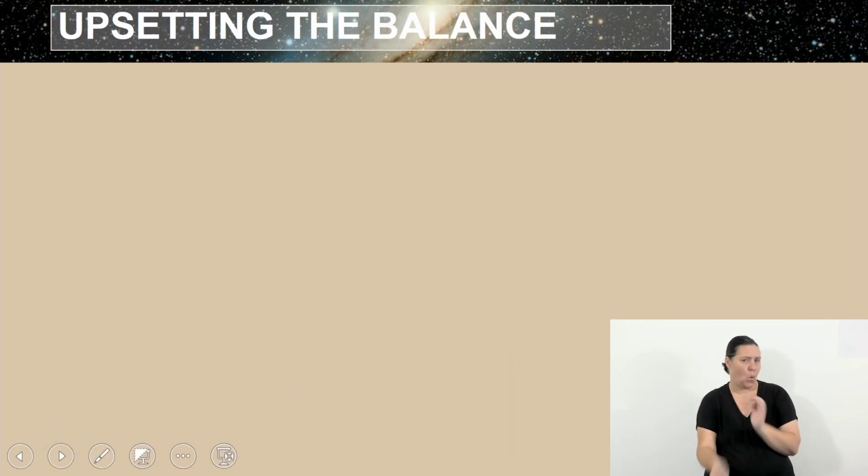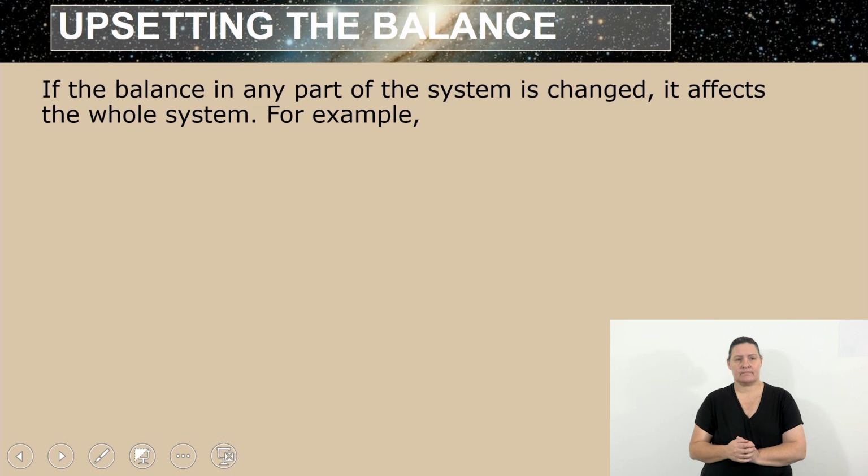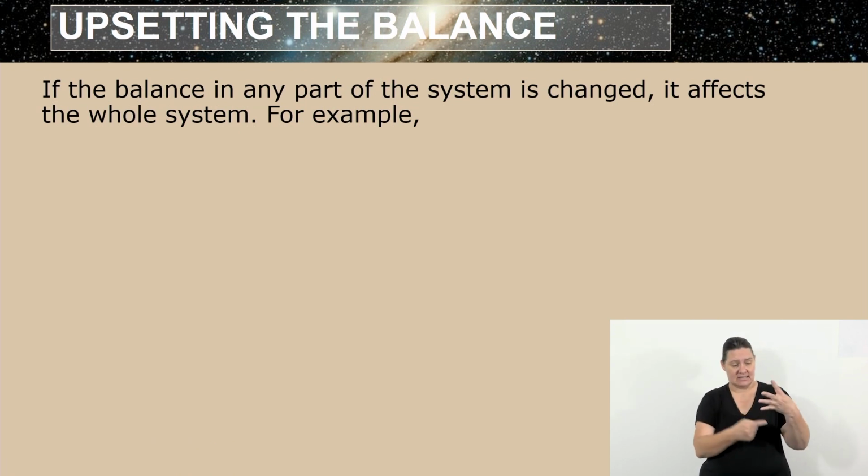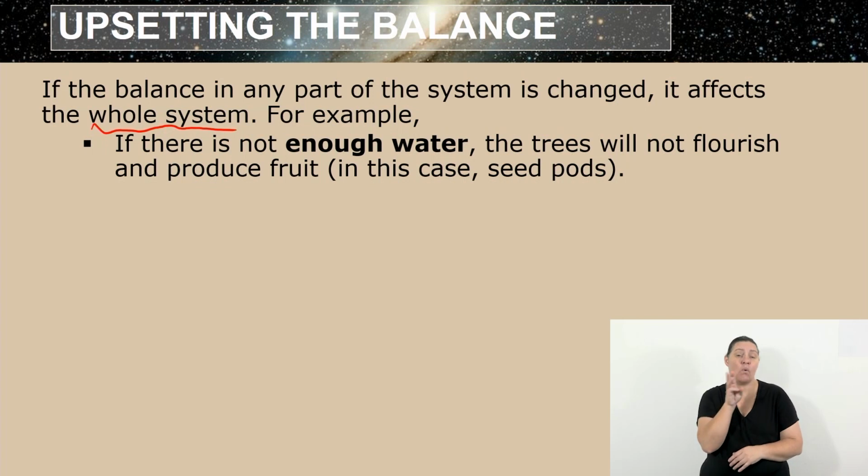Now, upsetting the balance means that if the balance in any of the systems is changed, it affects the entire system. So the entire biosphere, the lithosphere, and the hydrosphere will be affected if any of them causes an imbalance. Now let's look at an example. One, if we don't have enough water, the trees will not flourish and produce fruit.